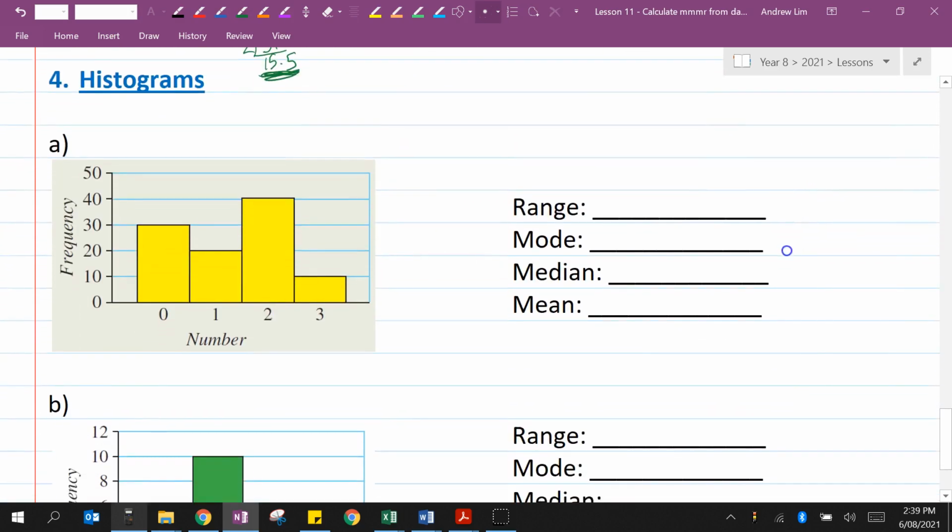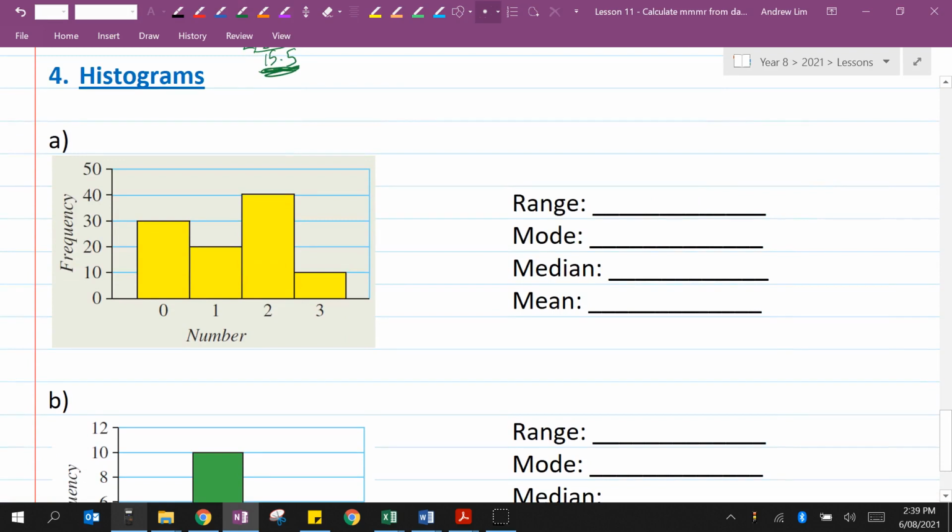Okay, last bit for today's lesson. Histograms. So we're going to have a look at this. I'm going to go through A with you, and then you can pause the video and have a go with B.